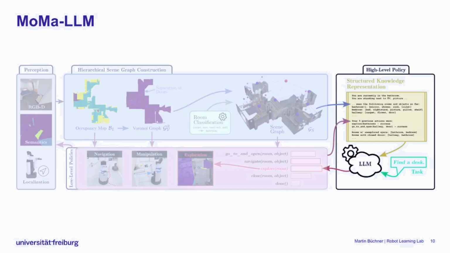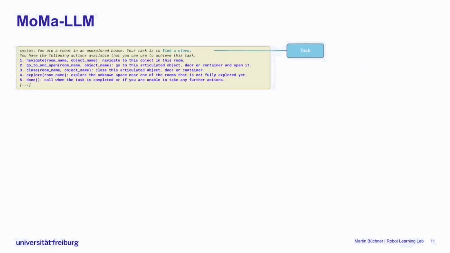Next, we provide a structured knowledge representation of the obtained scene graph to our high-level LLM policy. This involves a general specification of the task, such as find a stove. Then, we interleave the scene representation with a set of high-level actions available to the agent, which includes navigating, opening and closing an object, exploring unseen regions, and calling done whenever the task is deemed to be completed.